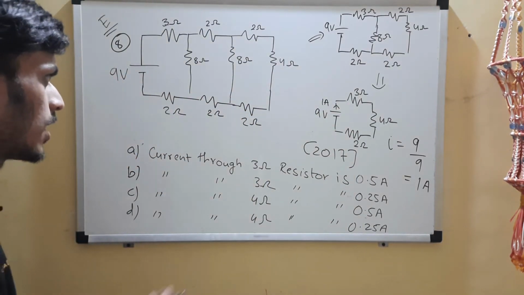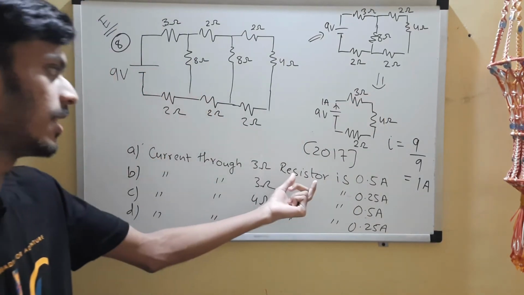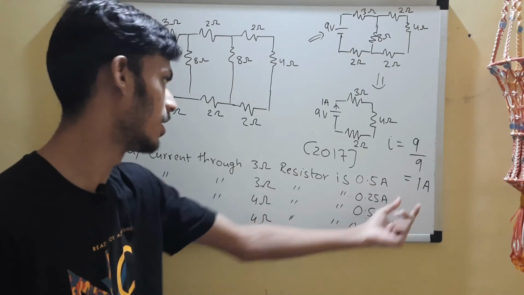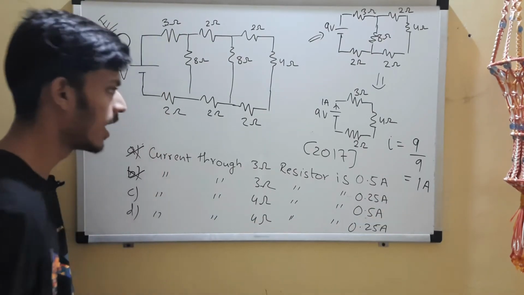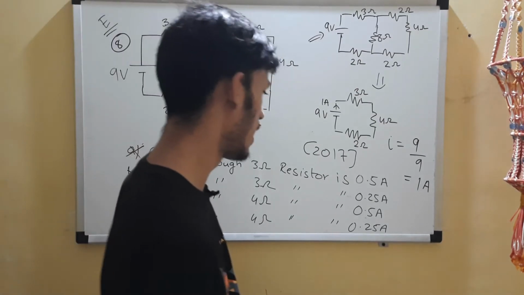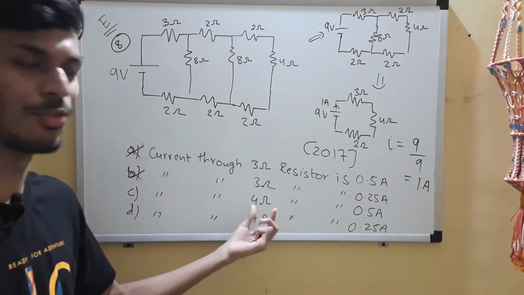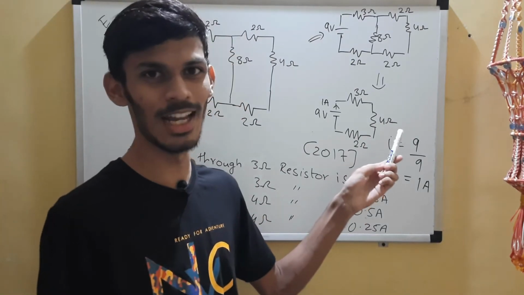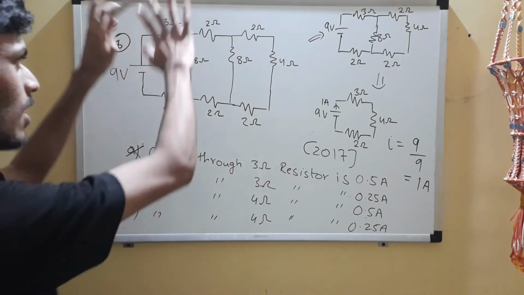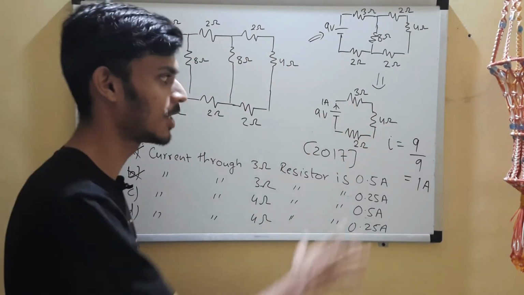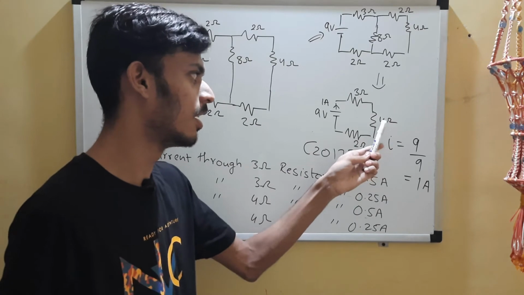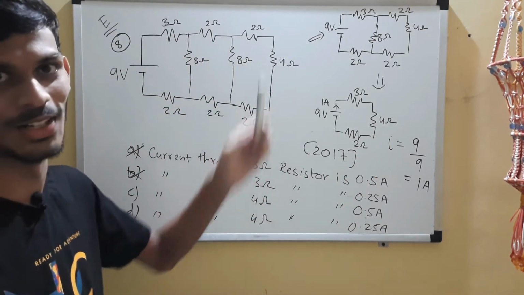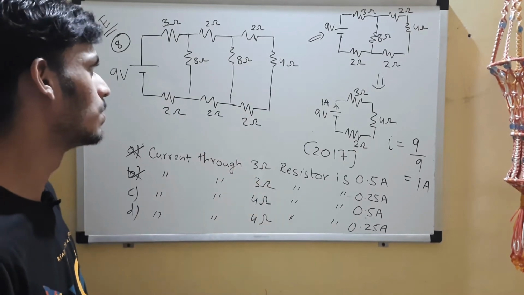Now you can see that the current through this 3 ohm resistor is not 0.5 ampere, neither is it 0.25, it's 1 ampere, right? So option A and option B are incorrect. Let's check for option C and D. Now remember that this 4 ohm resistance which is mentioned in the question is not this one. It is this one, because the question asked us to solve this circuit, right? We reduced it to this form. So it is not this 4 ohms that is mentioned in the question. This 4 ohms is over here. So we have to find the current through that one.